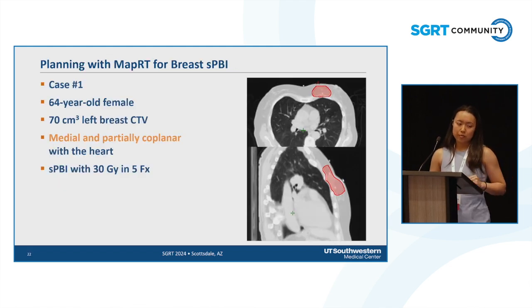So we decided to test out MapRT for this case, and we have 2 example cases for the breast. In this first case, we have a 64-year-old female, large left breast CTV, very, very medial, almost on top of the heart, and it is partially coplanar with the heart. This patient was treated with SPBI, 30 gray in 5 fractions.